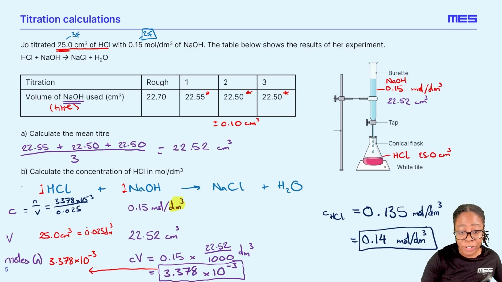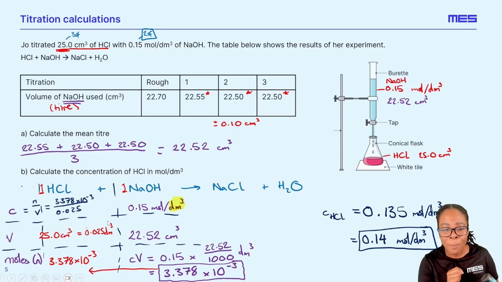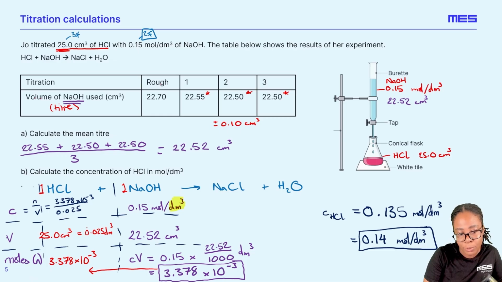Okay, everything here is labeled, right? Even though there are some numbers, it might look like they don't have a label, but they're in line. This is like a table, right? So we've got all of our concentrations, we've got our volumes, and we've got our moles down at the bottom. Let's try one more slightly trickier example.